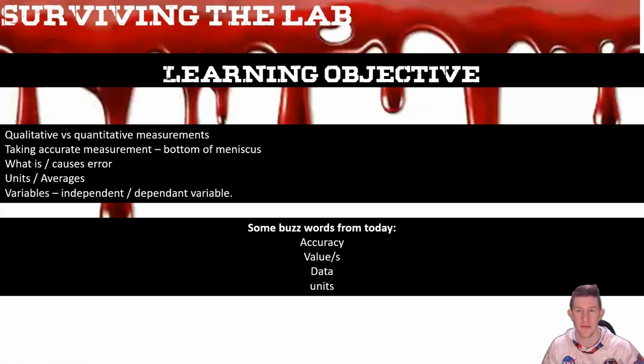So from this lesson, the main objective is understanding qualitative versus quantitative measurements, taking accurate measurements, and remember it's the bottom of the meniscus that we read from. What is an error and what causes an error? Units and averages, and variables, independent, dependent, and controlled. So some of the main buzzwords that we've seen today are things like accuracy, value and values, data, and units.